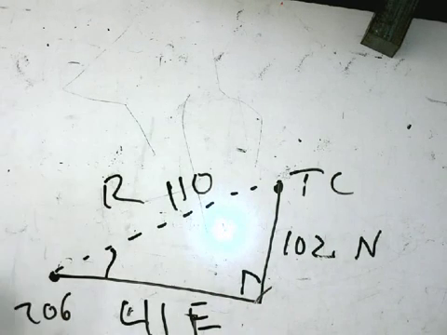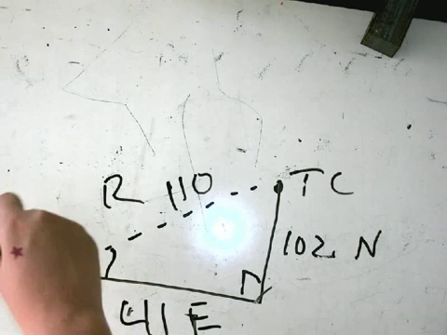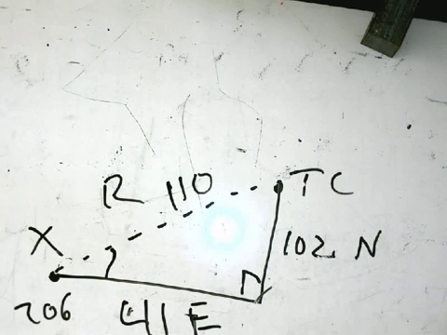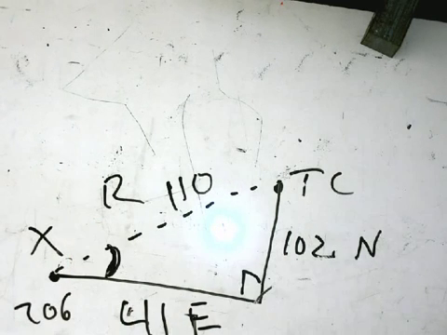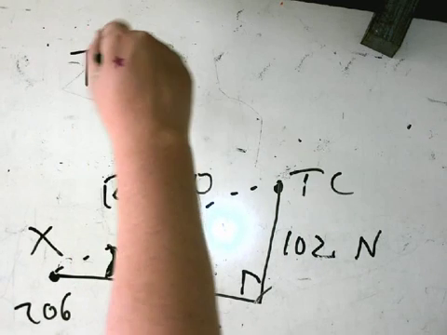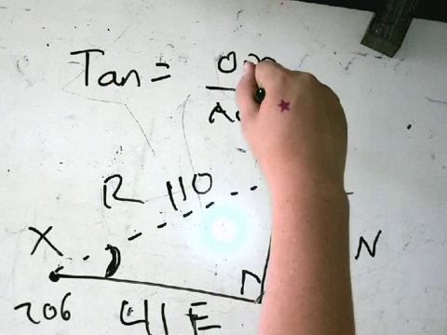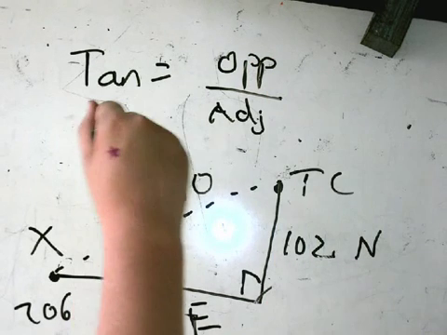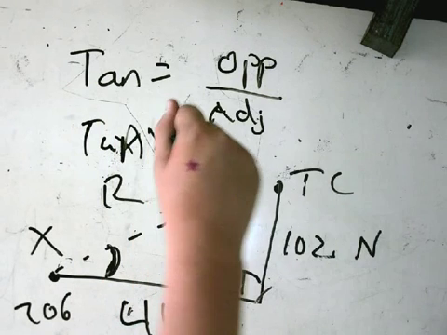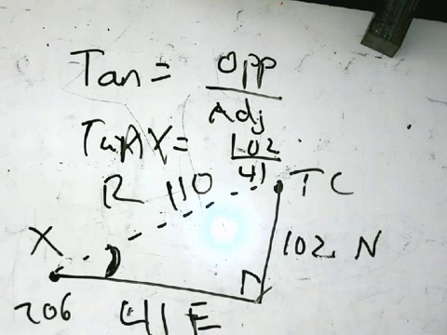Alright, so we've got this angle here, we'll call it angle x, and we're trying to figure out the measure of angle x. What we do know is that the tangent is equal to opposite over adjacent, which means that in this case the tangent of x is equal to 102 over 41. Now simply by plugging this into our calculator, we can figure out the measure of angle x.